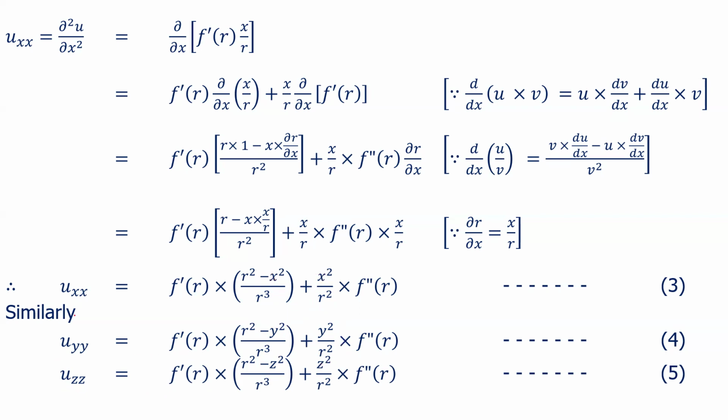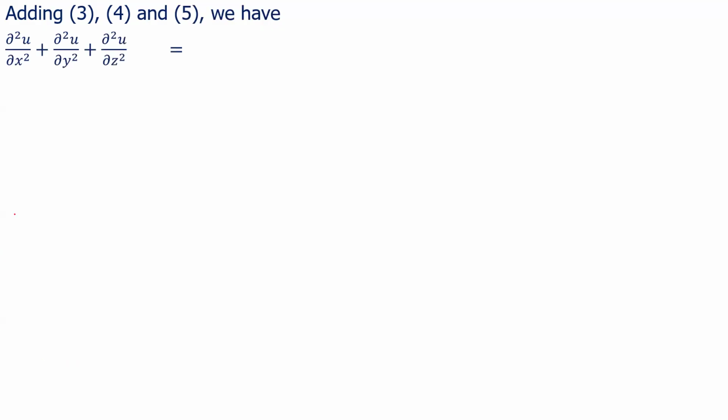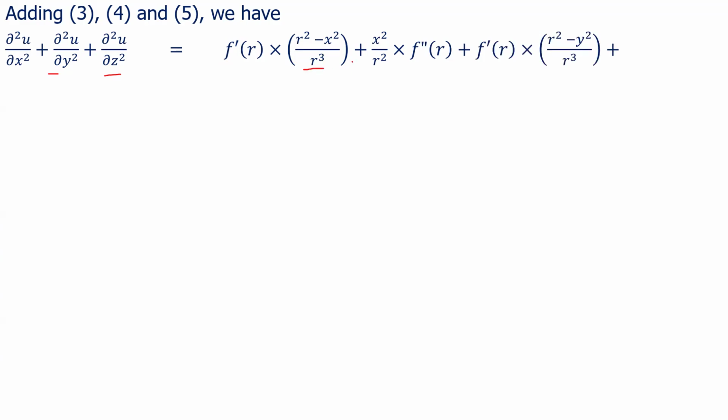Now, according to the question, we have to add all these three, uxx plus uyy plus uzz. So let us add all these three things. Adding equations number 3, 4, and 5, we have del 2u del x square plus del 2u del y square plus del 2u del z square, which is equal to f dash of r into r square minus x square upon r cube plus x square upon r square into f double dash of r. This is the value of del 2u del x square.